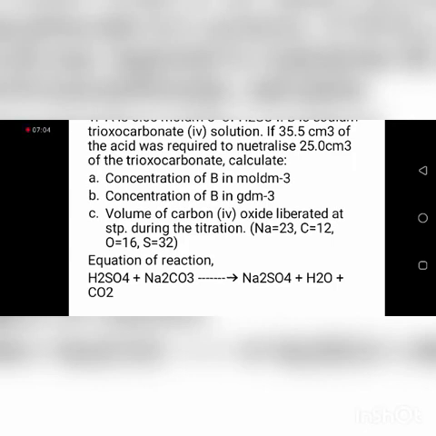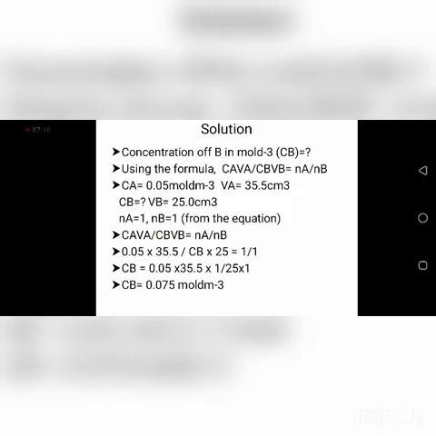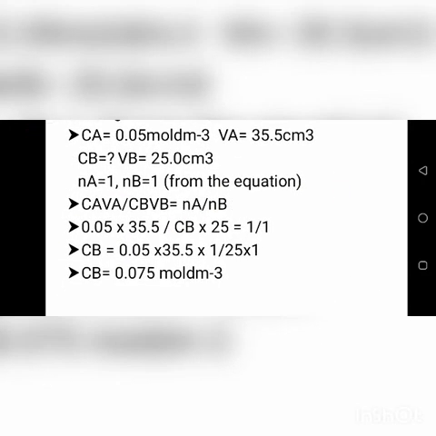From the equation of reaction, we can get our Na and Nb. From this particular equation, Na is 1 and Nb is also 1. From here, you apply your formula that says CaVa over CbVb is equal to Na over Nb. From there, you input your values. Ca is 0.05 times 35.5, divided by Cb, which you have to calculate, times 25, that is the volume of base, is equal to 1 over 1. That is the mole ratio from the equation of reaction. When you do the calculation using a calculator, you are going to get Cb, the concentration of base in mole per dm³, to be 0.075 mole per dm³.